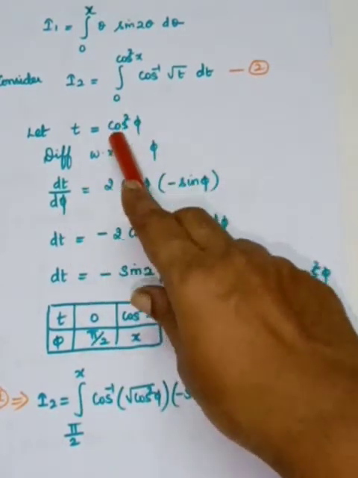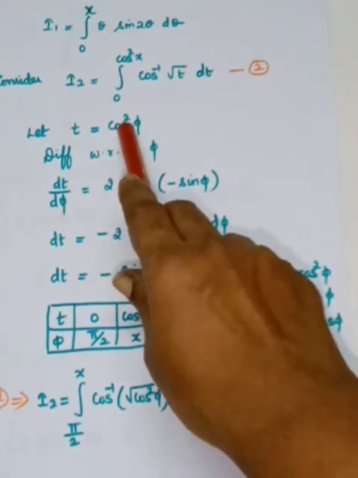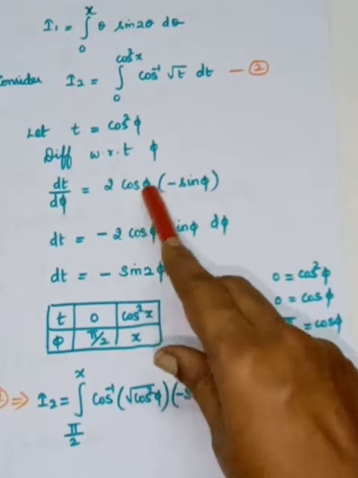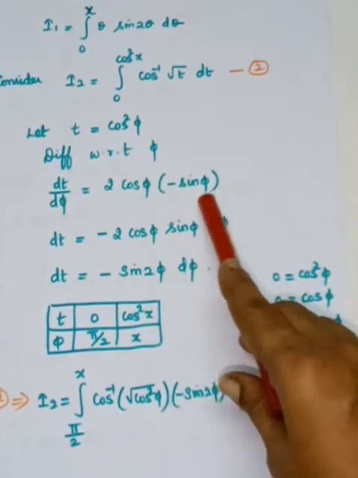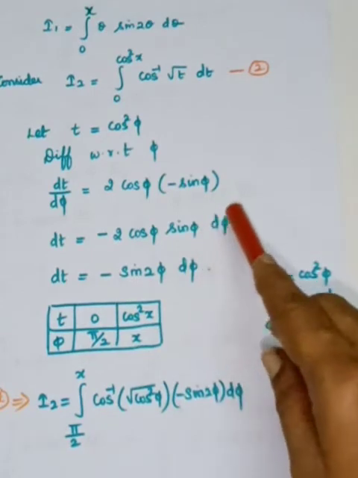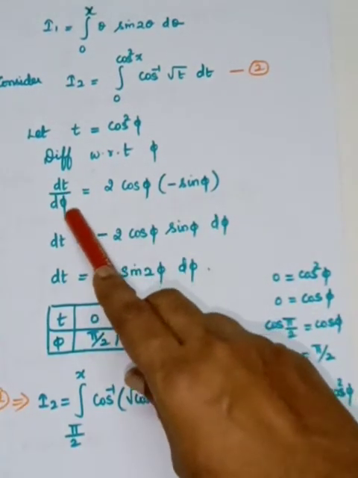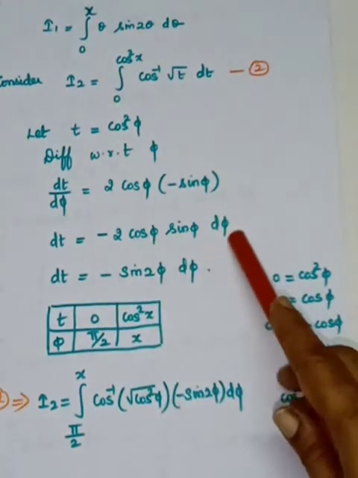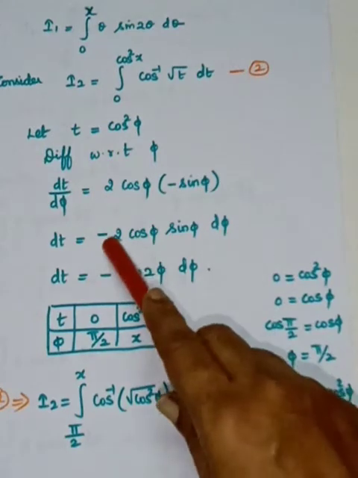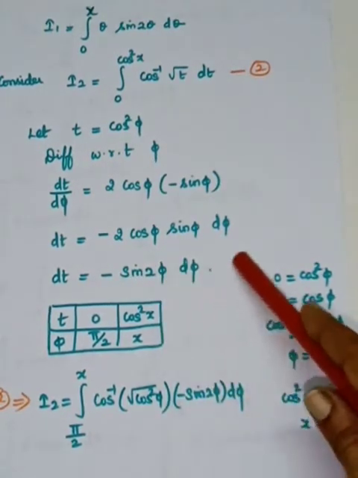When you differentiate with respect to phi, you have to use the chain rule. So 2 cos phi, and cos phi if you differentiate is minus sin phi. So here it is minus 2 cos phi sin phi. How has this d phi come? It is in the denominator on the left side, so when you bring it to the right side, it is d phi. So you know the formula: 2 cos phi sin phi is sin 2 phi. So dt we have found.